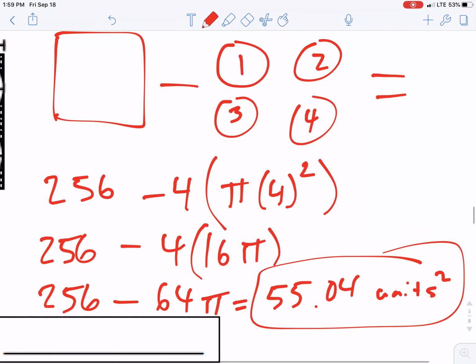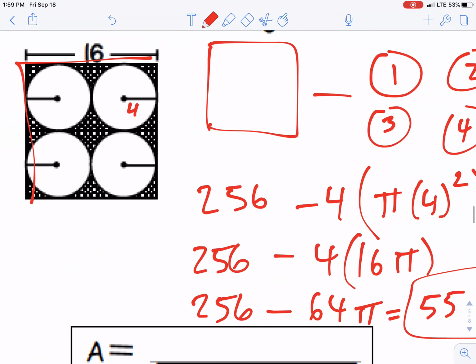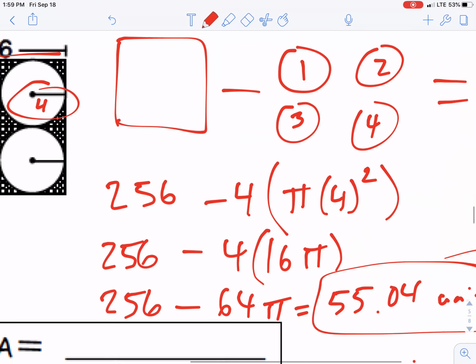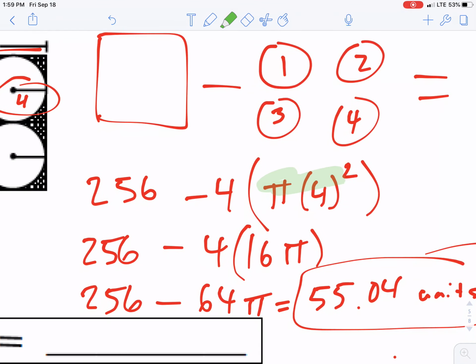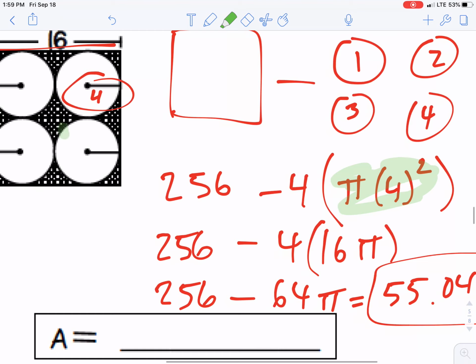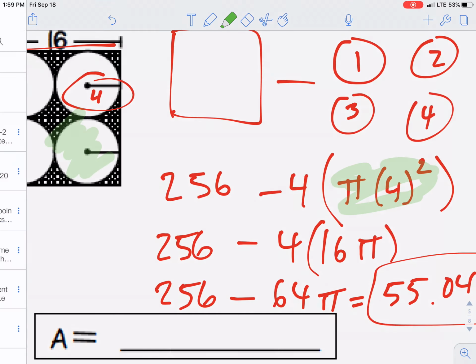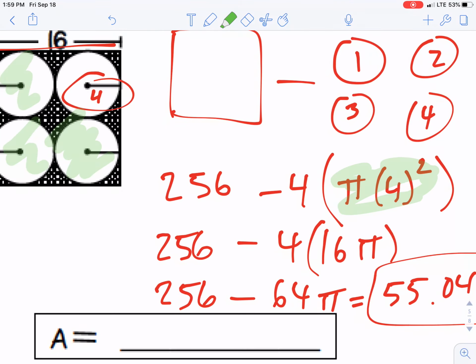Again, we found the area of the square. We had to find out the area of each individual circle, or find one of them and multiply it by 4. So we had to find out the radius, which we found out was 4. We used that in our pi r squared circle formula. Got 16 pi for the entire area of one circle. Then we multiplied it by 4 to get the area of all 4 circles.